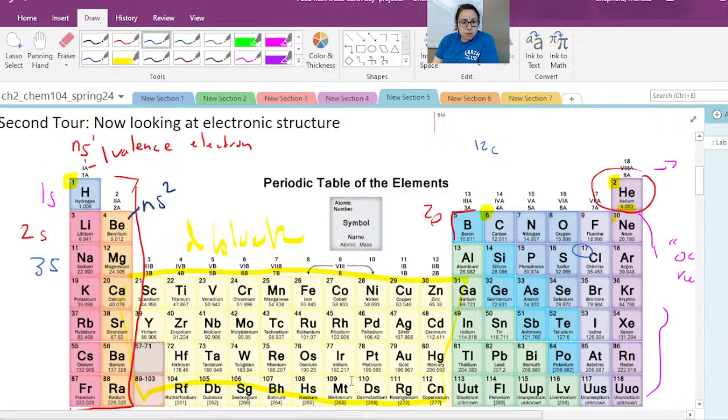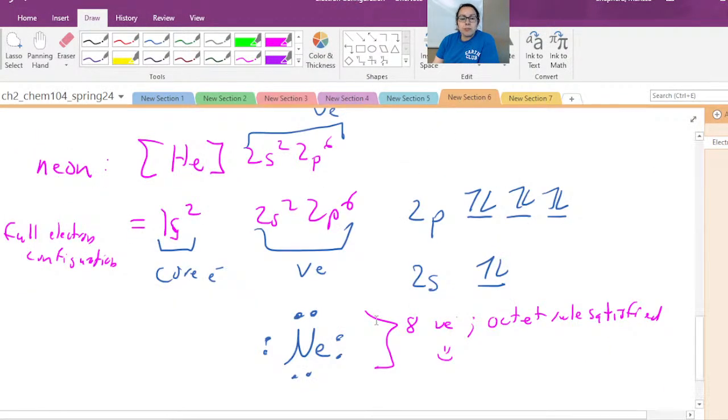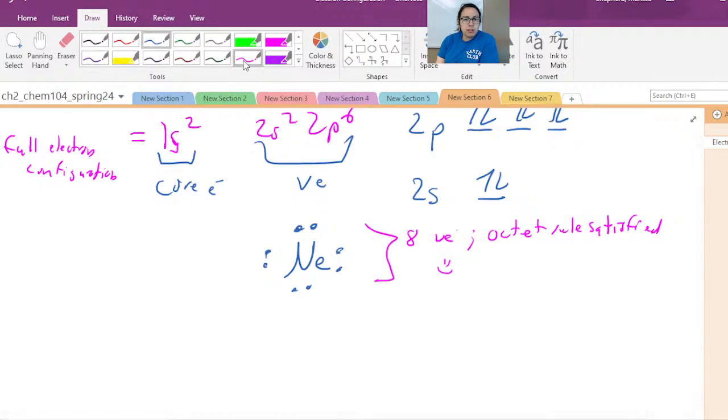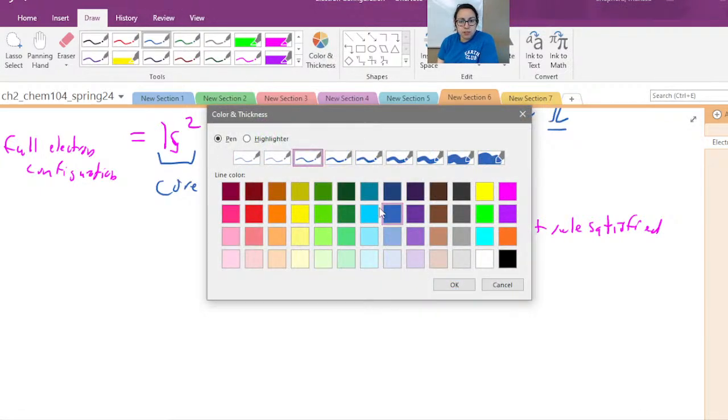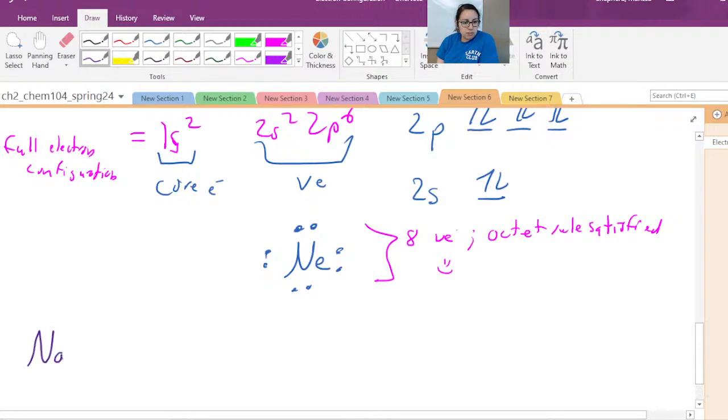See if you can write our electron configuration for sodium, but let's use our abbreviated version, starting with the previous noble gas. See what you get there.